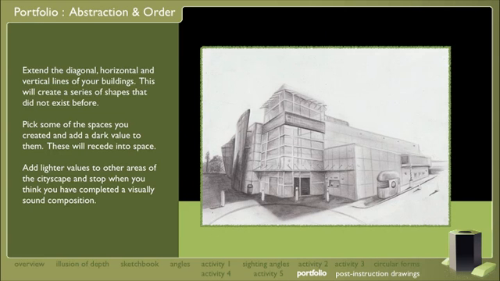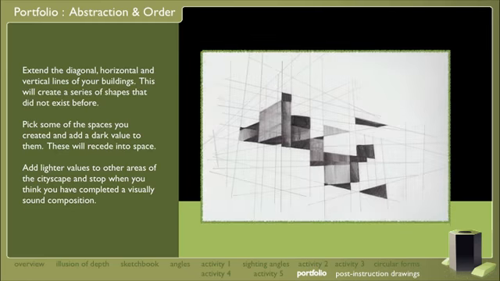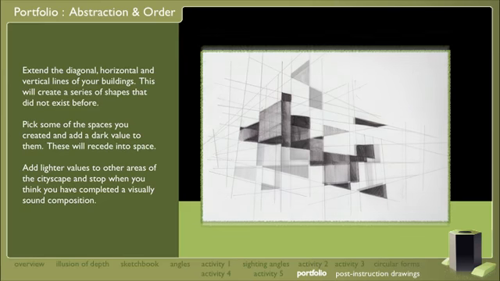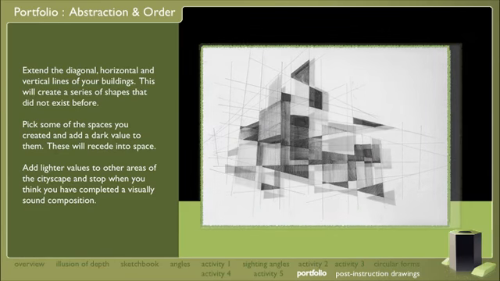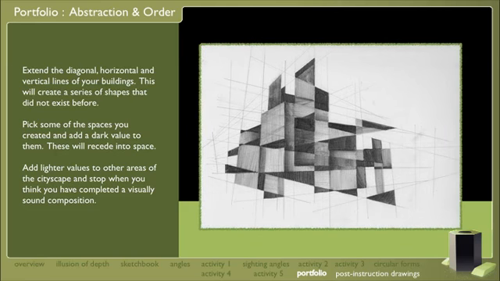Redraw your original 2 times on separate paper. For the first drawing, extend the diagonal, horizontal, and vertical lines of your building. This will create a series of shapes that did not exist before. Pick some of the spaces you created and add a dark value to them. These will recede into space. Add lighter values to other areas of the cityscape and stop when you think you have completed a visually sound composition.